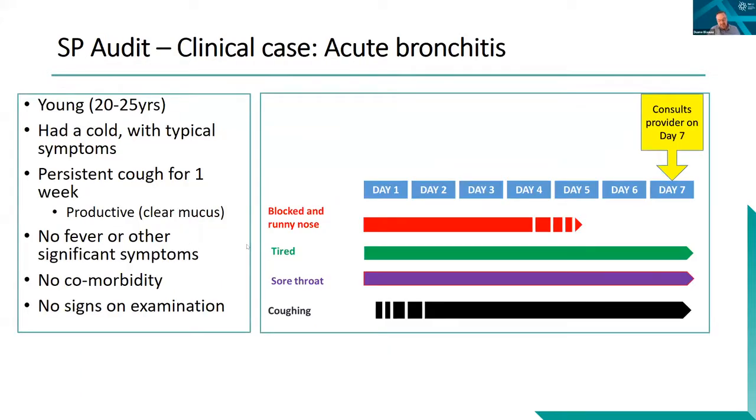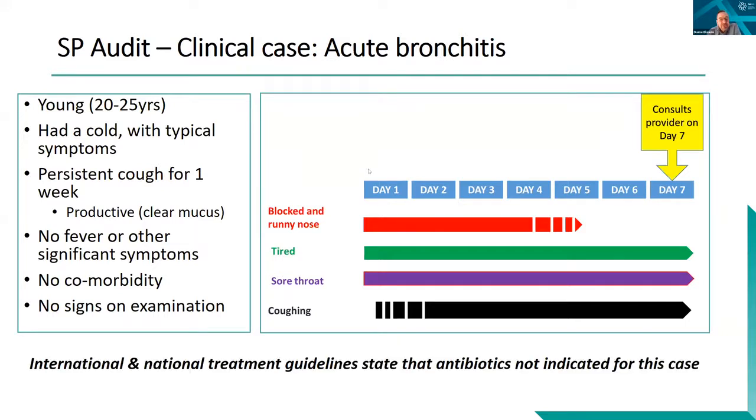So this was the actual SP case that we used in our study to look at unnecessary antibiotic prescribing. We had a case of acute bronchitis. All of our SPs were young and completely healthy, and they presented to the providers with a history of recovering from a cold, but that they'd had a persistent cough for 1 week. There was obviously nothing to find on examination, so most recommendations would suggest that this is a viral infection and doesn't need antibiotics. Both national and international treatment guidelines would not recommend the use of antibiotics for this case.